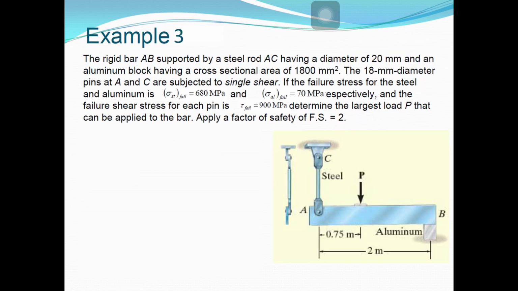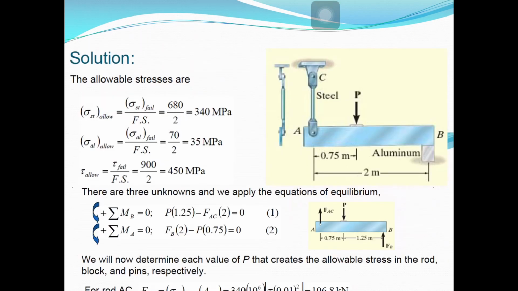So this one, a rigid bar AB supported by steel rod AC having diameter of 20 mm and aluminium block having cross sectional area of 1800 mm squared. The 18 mm diameter pins at C and A are subjected to single shear. If the failure stress for steel and aluminium is this one, and the failure stress of pin is this one, determine the largest load P that can be applied to the bar. So it's given like this, the diameter, and find the largest load P.